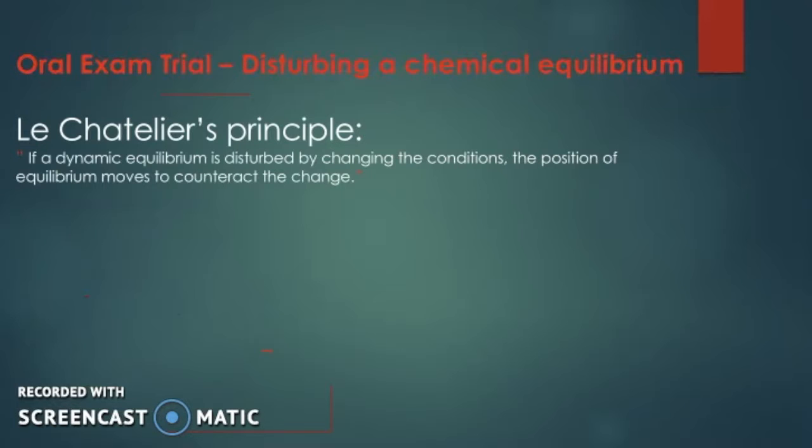Now I will briefly explain what Le Chatelier's principle is. So the principle can be used to predict the effect of a change in conditions on a chemical equilibrium. It says, if a dynamic equilibrium is disturbed by changing the conditions, the position of equilibrium moves to counteract the change.